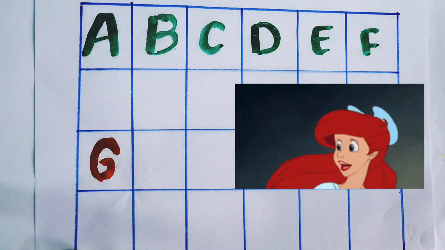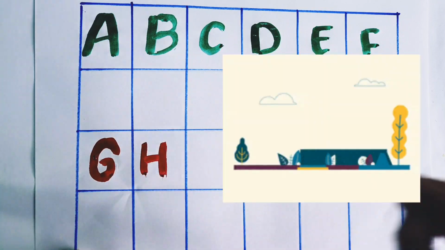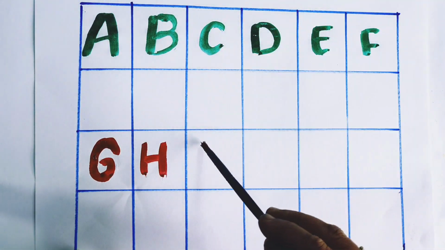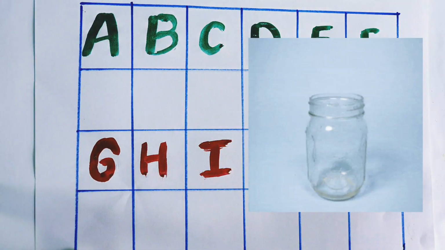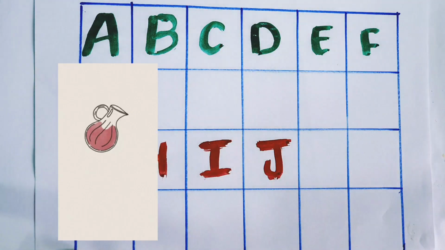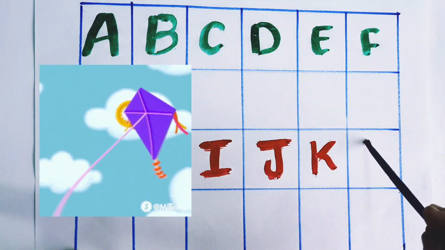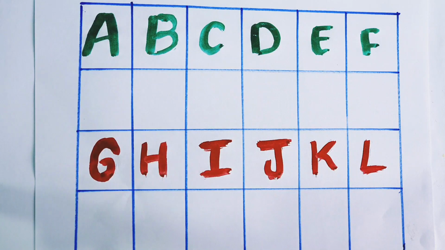G. G for girl. H. H for house. I for eyes. J. J for jug. K. K for kite. L. L for lemon.